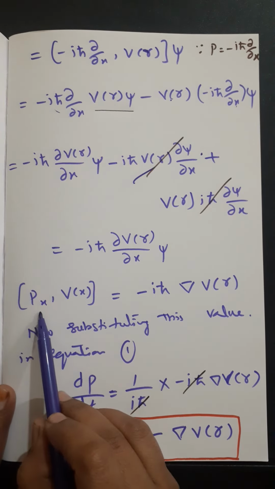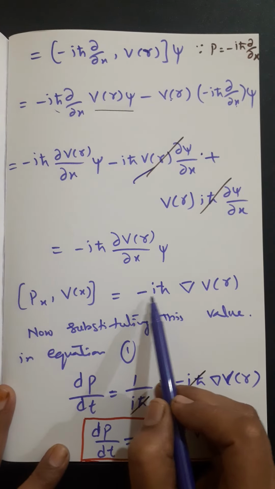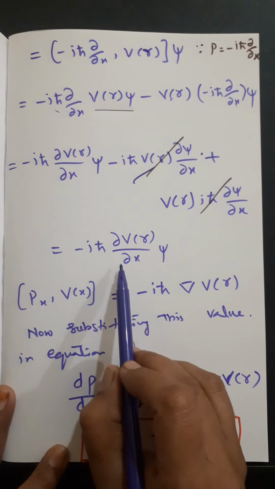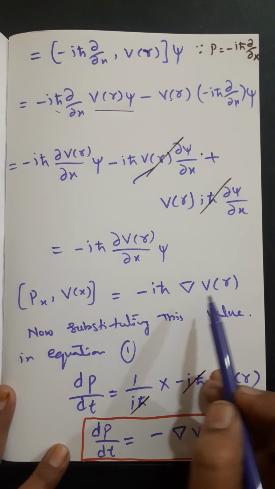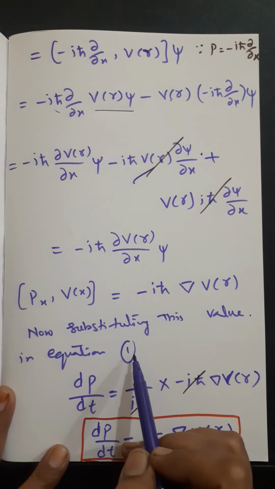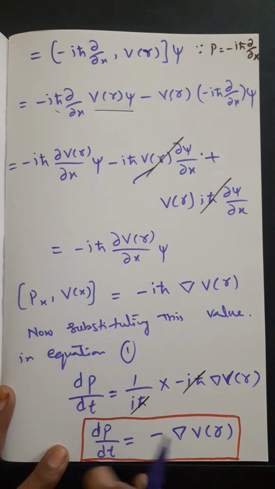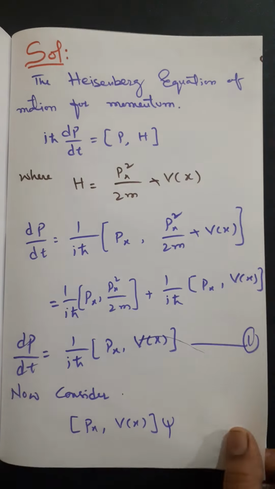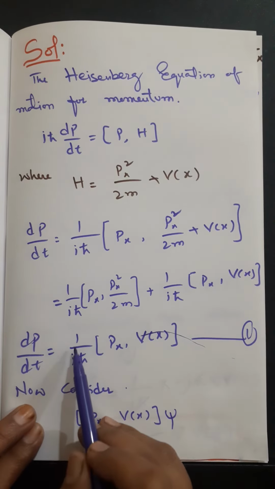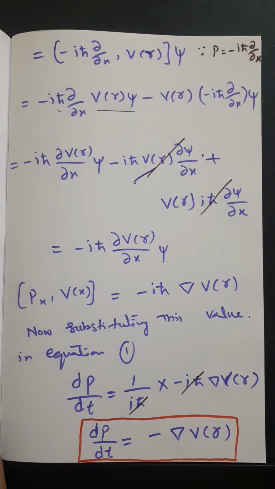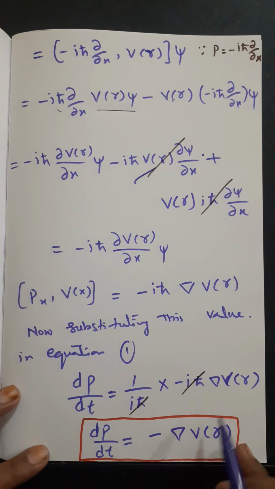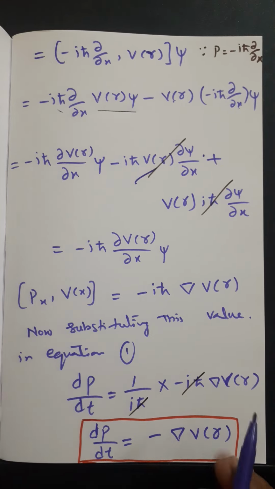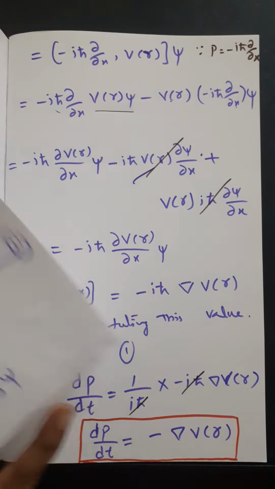So the commutator of px and V of x is nothing but minus i h cross del V of r. Now we substitute this value in equation number 1. What is equation number 1? It is dp by dt is equal to 1 by i h cross times the commutator of px and V of x. When you substitute, i h cross and i h cross cancel, and we get dp by dt is equal to minus del V of r.